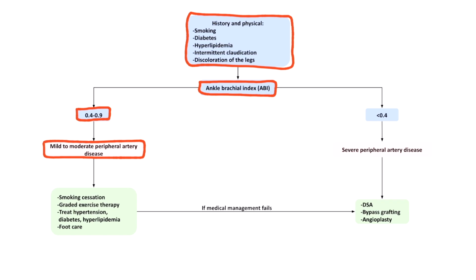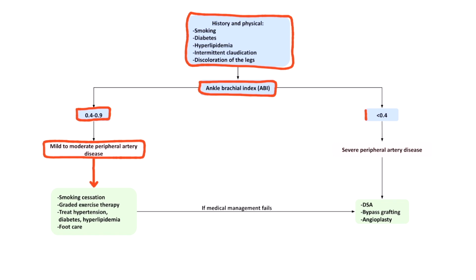peripheral artery disease, and conservative treatment is recommended. This consists of smoking cessation, graded exercise therapy, and treatment of the underlying conditions, such as hypertension, diabetes, and hyperlipidemia. Foot care is of the utmost importance as well, because this helps prevent infectious complications.